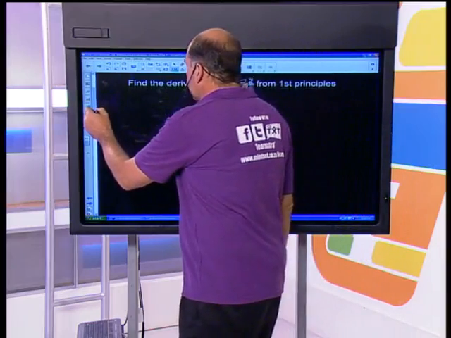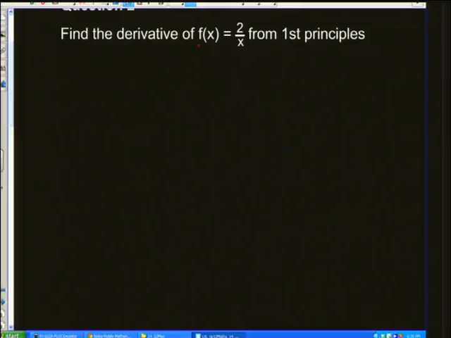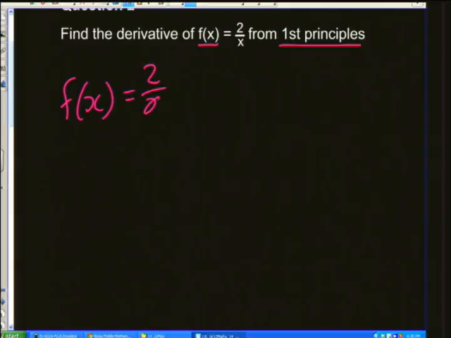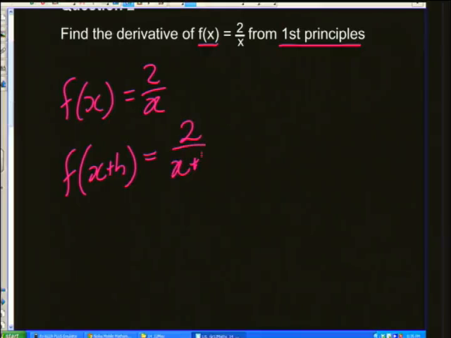So it tells us to find the derivative of f of x, which is equal to 2 over x, from first principles. So the first thing I'm going to write down is what is f of x. And f of x is equal to 2 over x. What is f of x plus h? And I'm going to write this as 2 over x plus h.